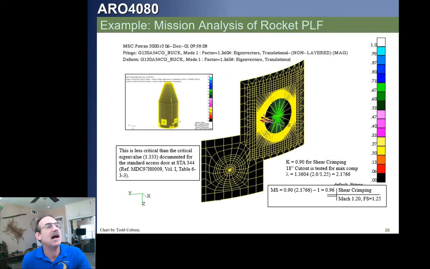This is a late flight analysis here. Late flight? No, this is actually still Mach 1.2. This is a specific mission. And once again, here we're doing buckling analysis, and we're doing buckling analysis at one of the cutouts in the fairing. And so we're running an eigenvalue analysis.